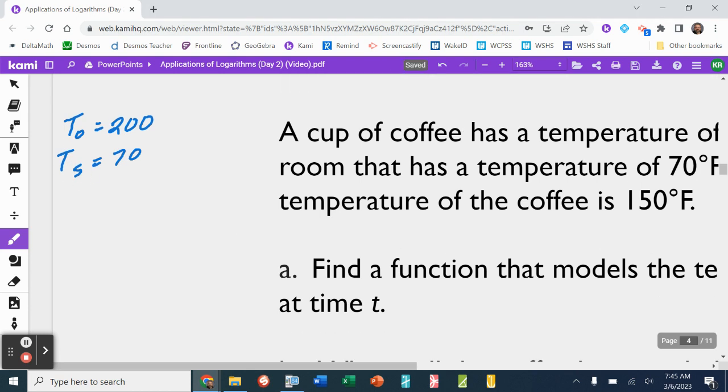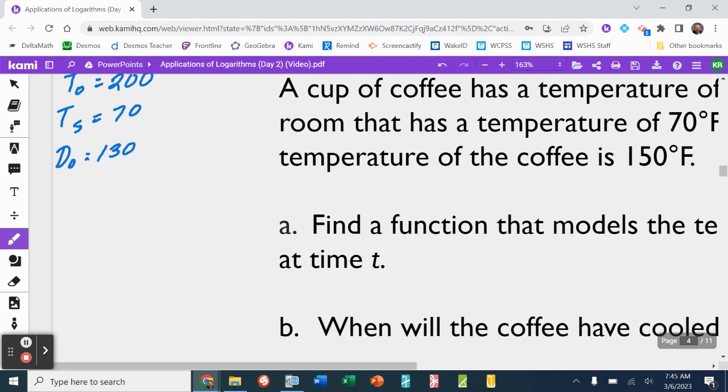And then we need to know our initial temperature difference. So that is the difference in the temperature of the object and the surrounding temperature at time 0. That's what the little subscript of 0 means. It just means at time 0. So if I take 200 minus 70, our initial temperature difference is 130.